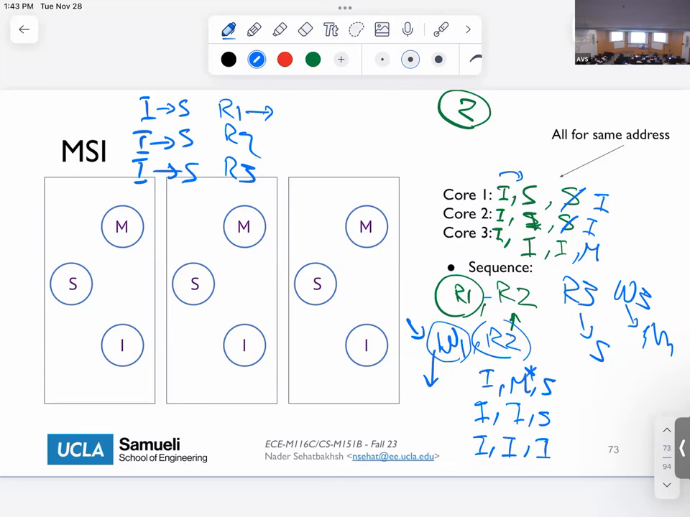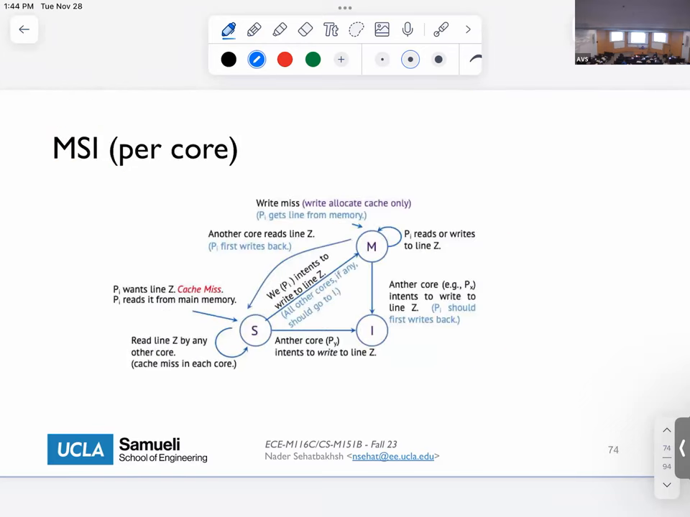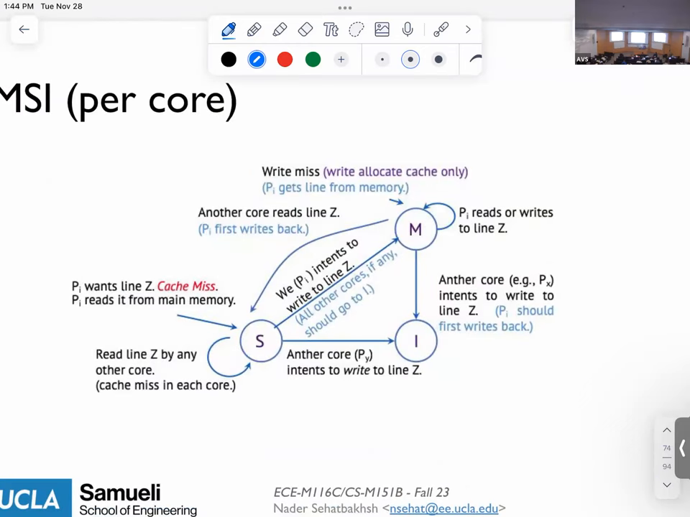Yes, so if you have R1, R2, W3, you had S, S, I, after this becomes M, I, I. Okay. If you have a write, everybody has to invalidate. That's the rule. This is kind of like a summary of this. I'll let you guys take a look at it. But generally, this is telling you what will happen at any given point.